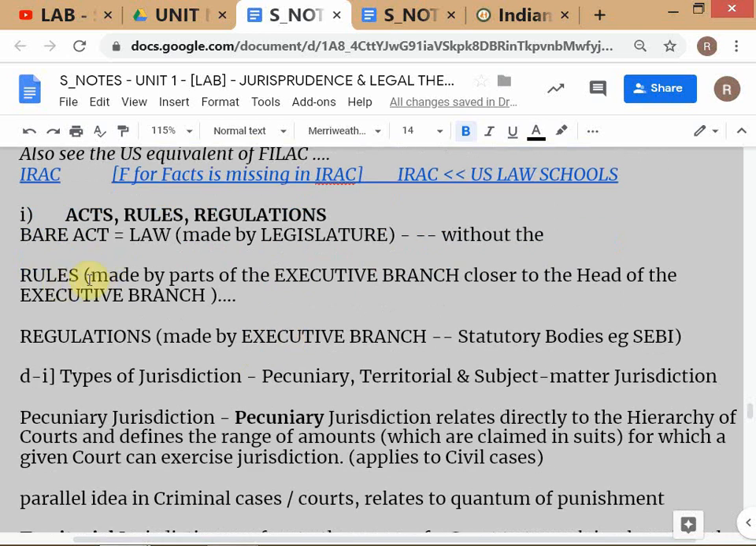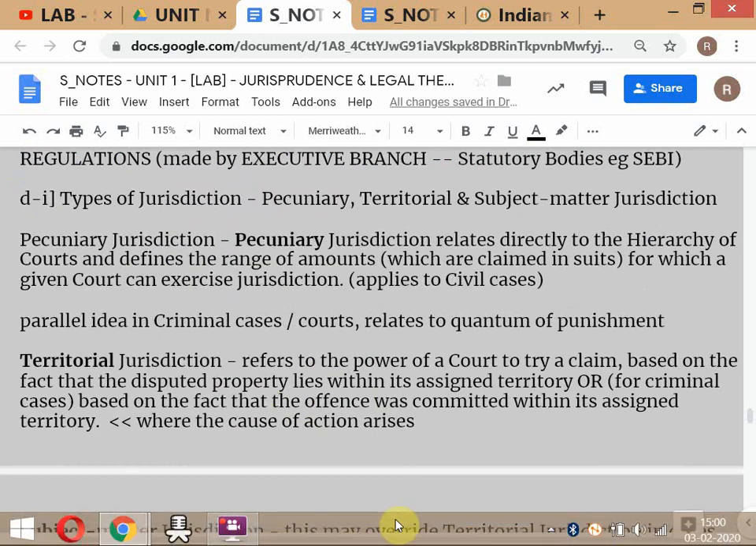Rules are essentially made by parts of the executive branch closer to the head, like CBDT, the Central Board of Direct Taxes, much closer to the Prime Minister's office than, let's say, a body like SEBI, which is quite independent, although the people are appointed by the central government. So these slightly more distant bodies, the things they make up, those are called regulations, the others are called rules. Bare Act is just the law without the rules, all right?